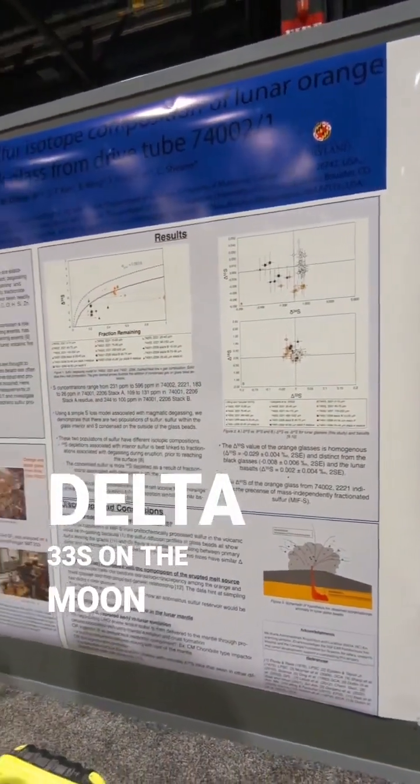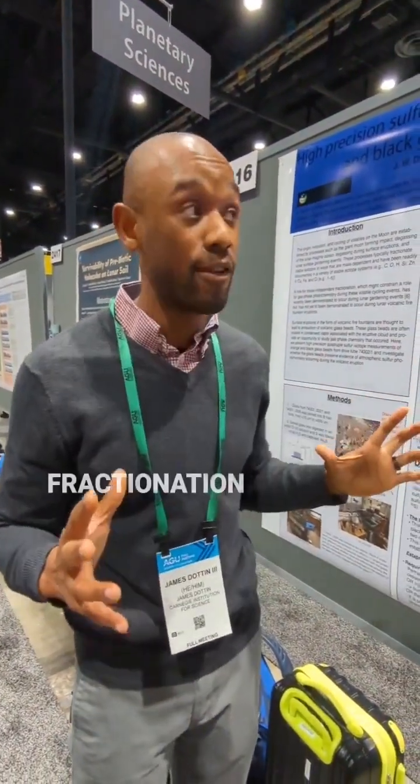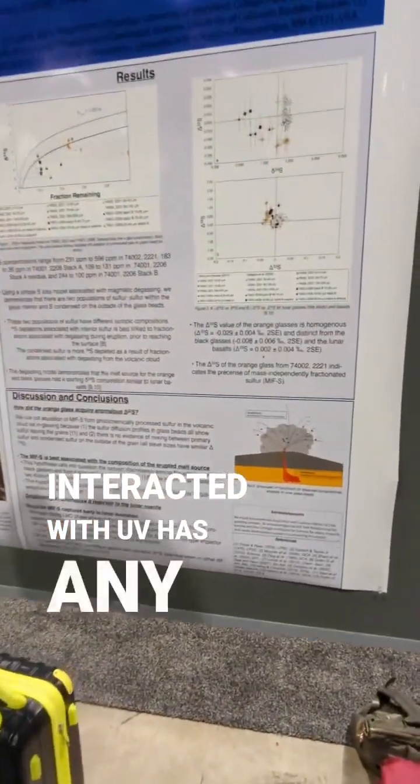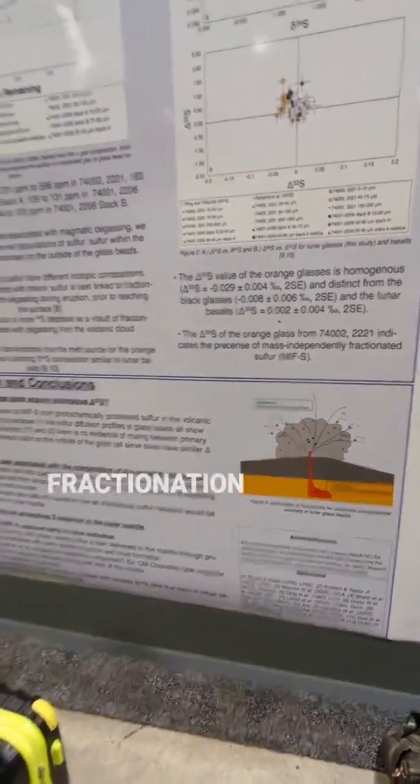On the moon, until this study, we've had no evidence that there was any mass-independent fractionation. And so we look to these orange glass beads to see if the condensed vapor associated with the cloud that also interacted with UV has any evidence of this mass-independent fractionation.